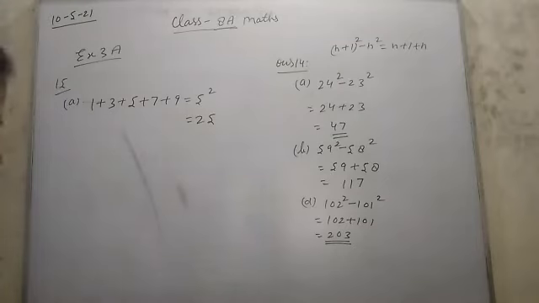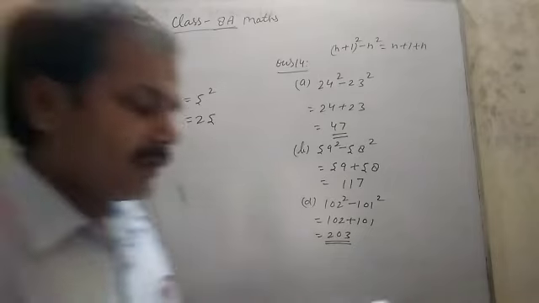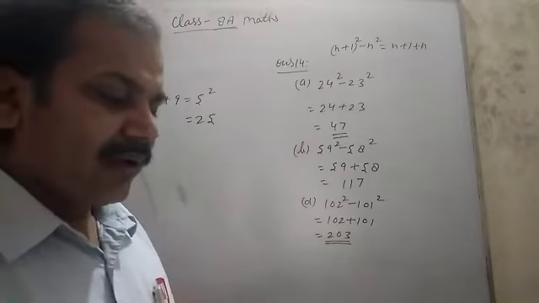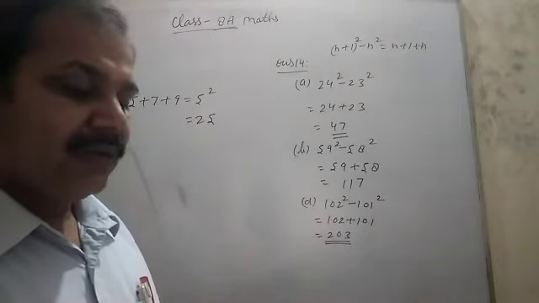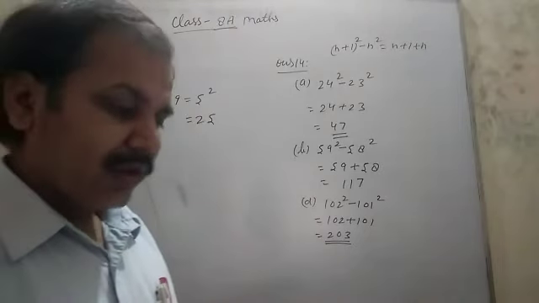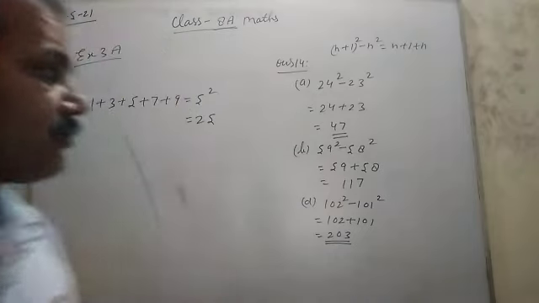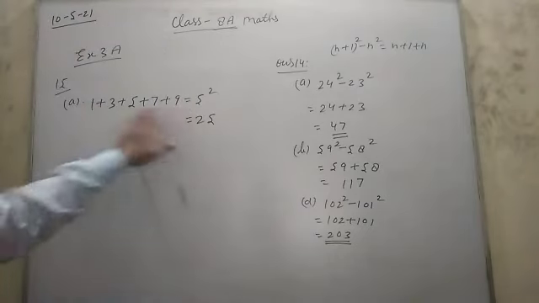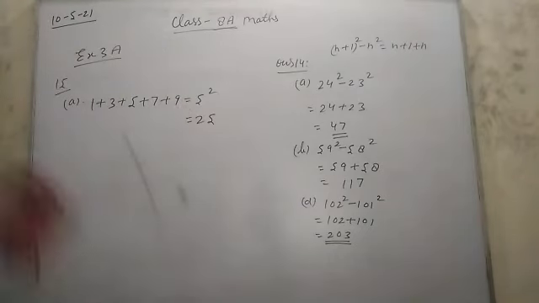So this property, property 6: for any natural number n, the square of n, that is n square, is equal to the sum of the first n odd natural numbers. So these are the first 5 odd natural numbers. Okay, so it will be equal to 5 square. Okay.